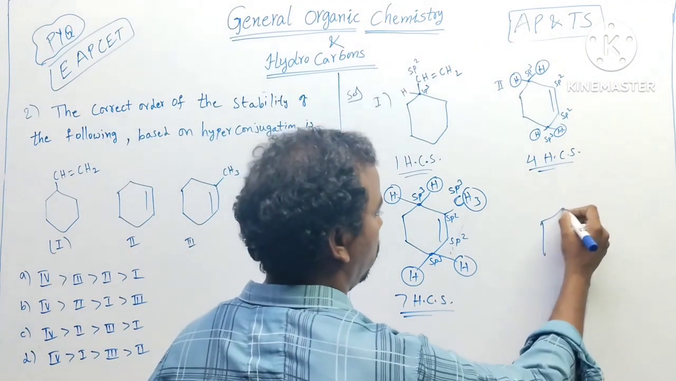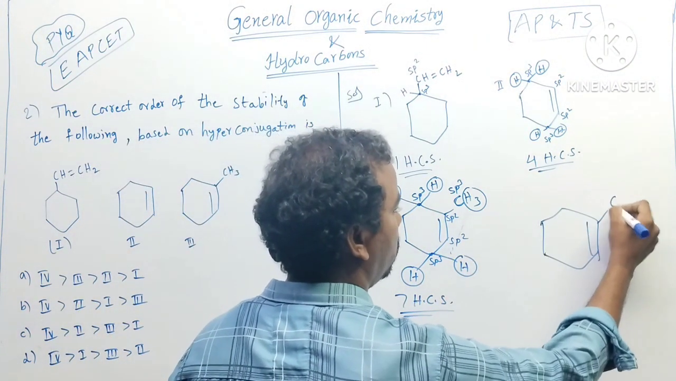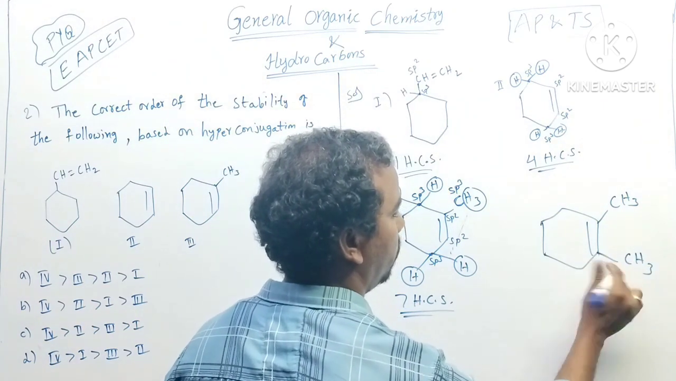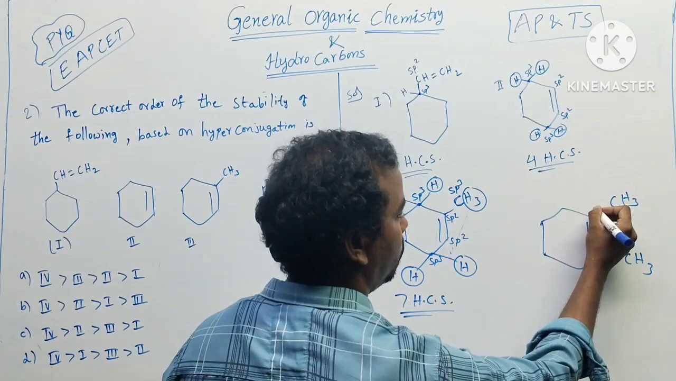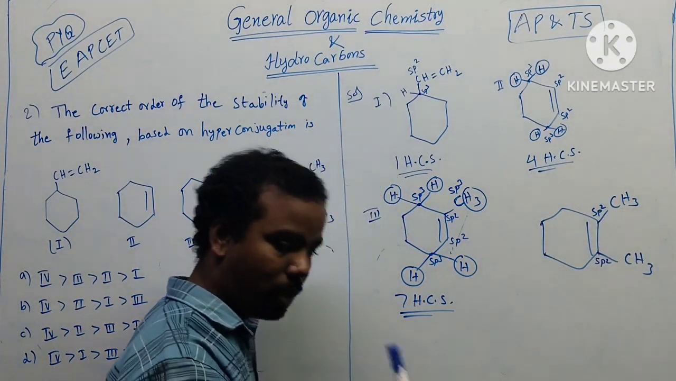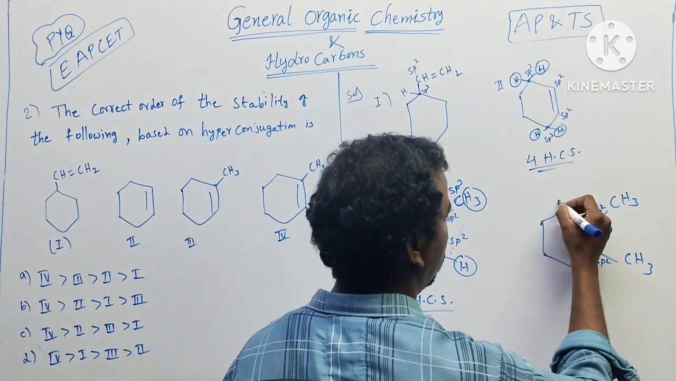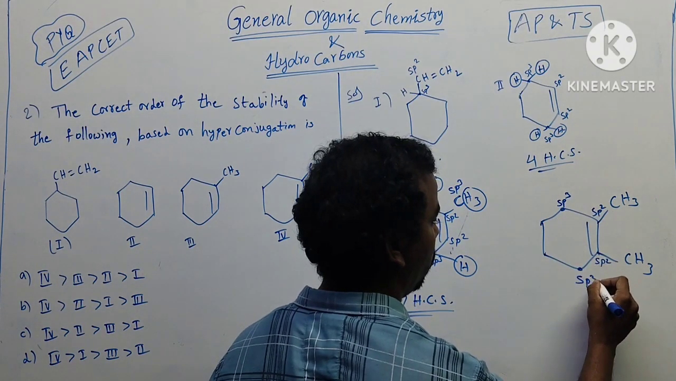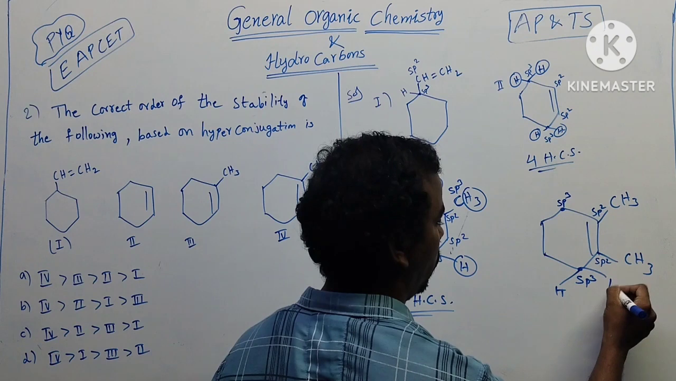Last one, double bond CH3, CH3. Same, sp2 carbon, sp2 carbon, and the sp3 carbon is attached to the sp2 carbon. So here 2 hydrogens, 2 hydrogens.